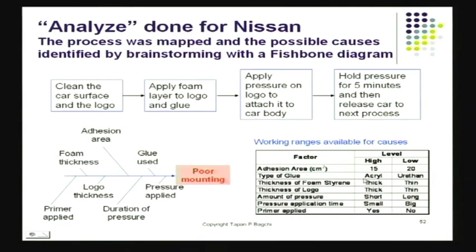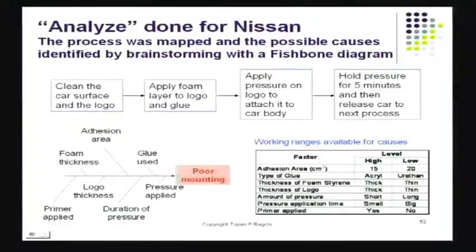But because this working range was available, was Nissan using the optimum combination of all these different factor settings? Were they actually doing that? How would you find that out? And this is where you bring in statistical methods. You need design of experiments.